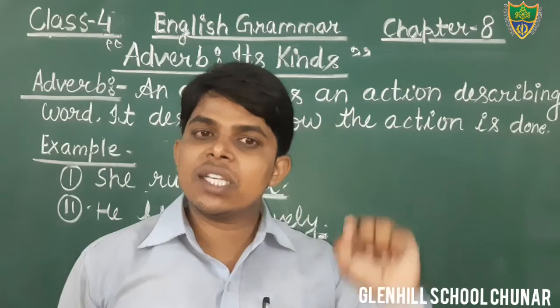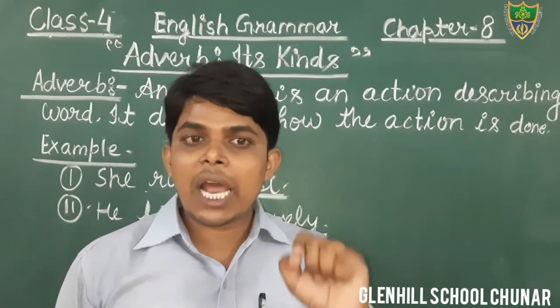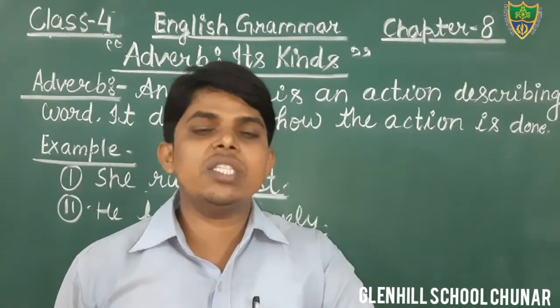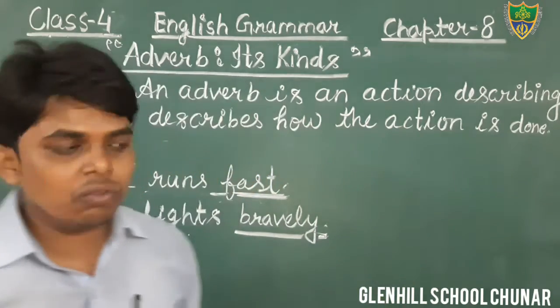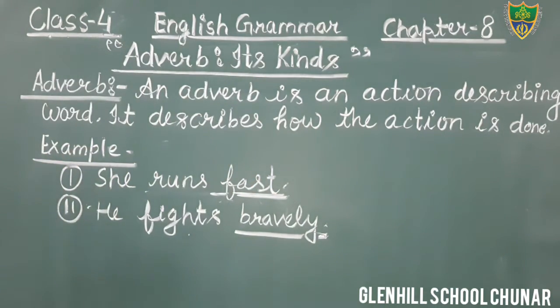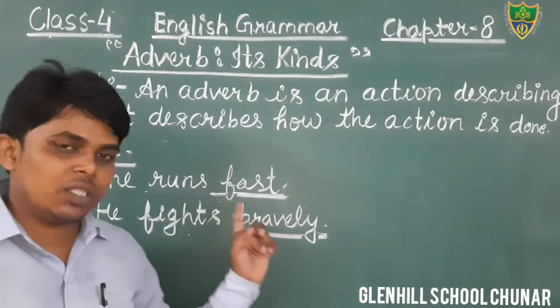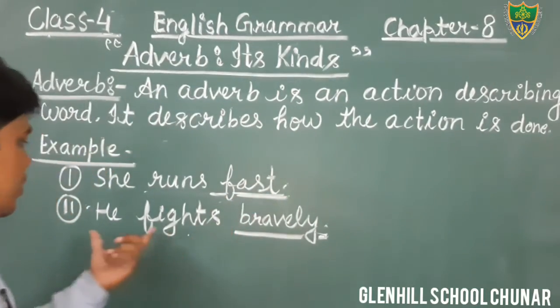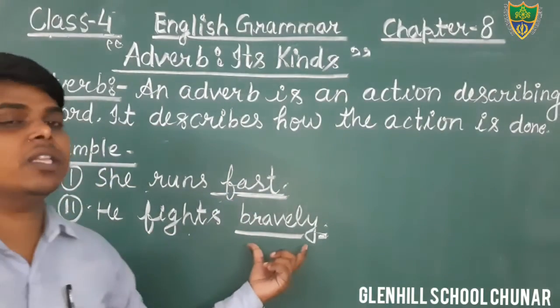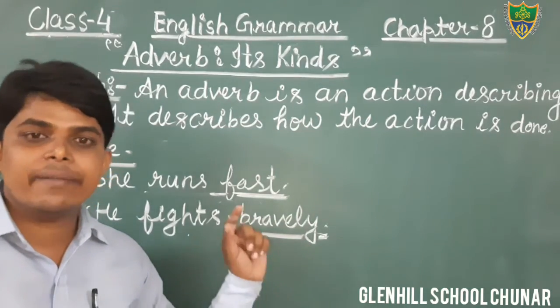An adverb is an action describing word. It describes how the action is done. So just write down the definition with example. An adverb is an action describing word. It describes how the action is done. For example, she runs fast. In this sentence, the word fast is an adverb. He fights bravely. In this sentence, the word bravely is an adverb.